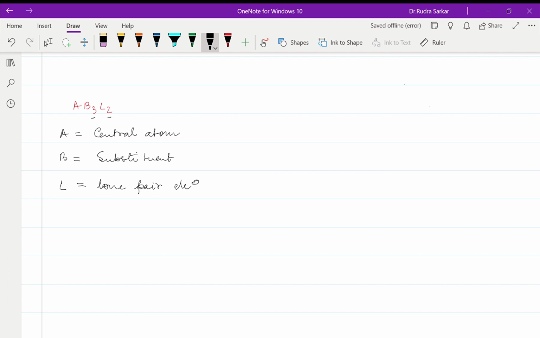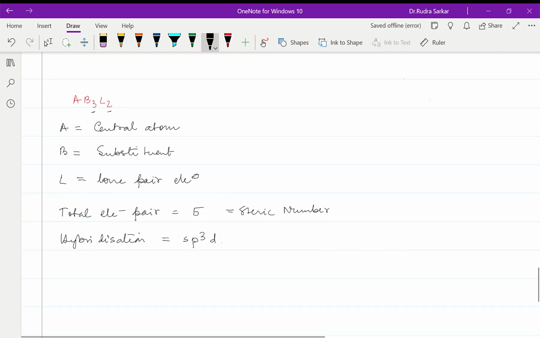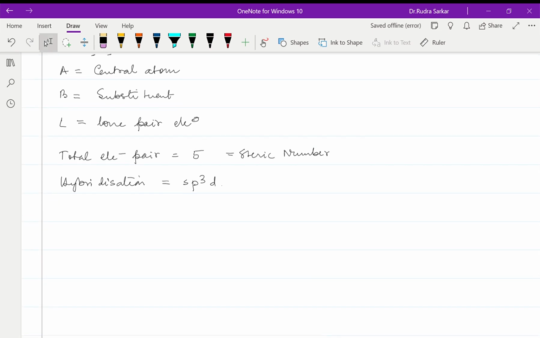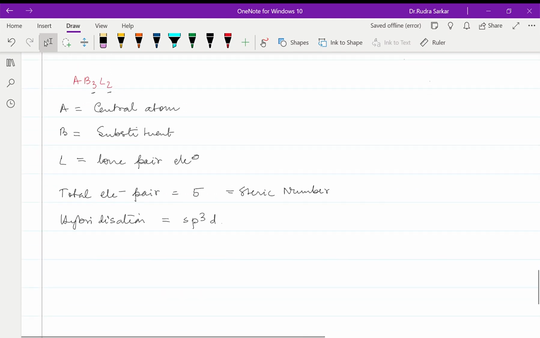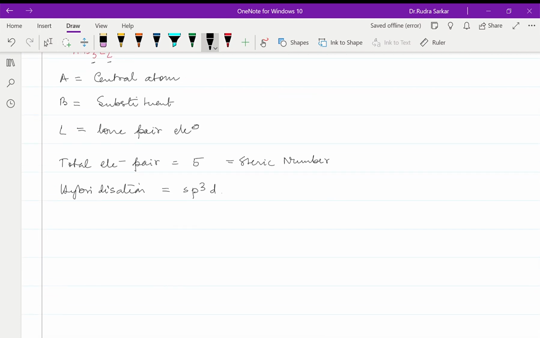So that would mean we again have a total electron pair count of 5. That is going to be our steric number. And so the hybridization is going to be sp3d. That is the hybridization of the central atom A. So let's take examples of the type AB3L2.